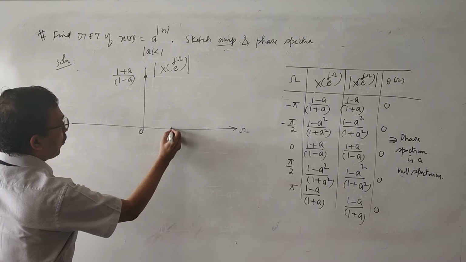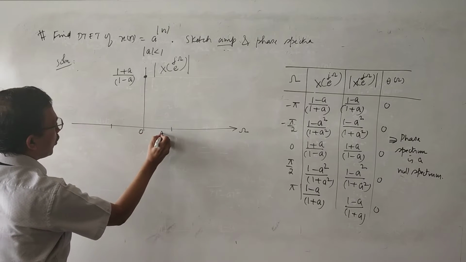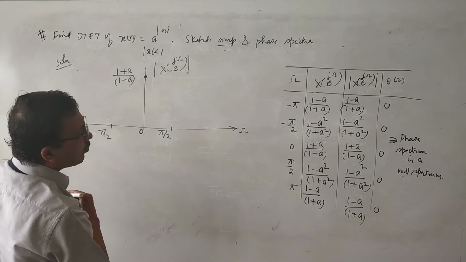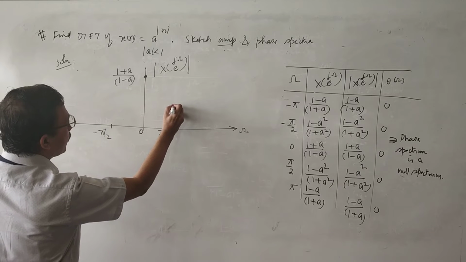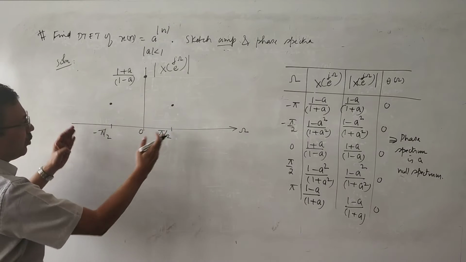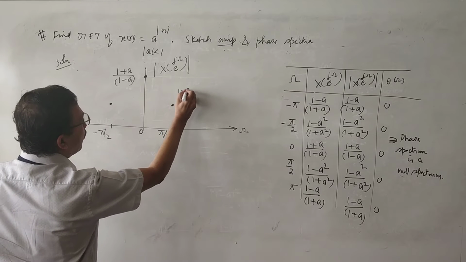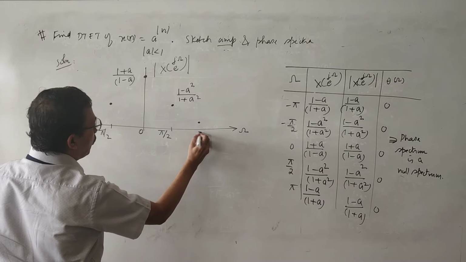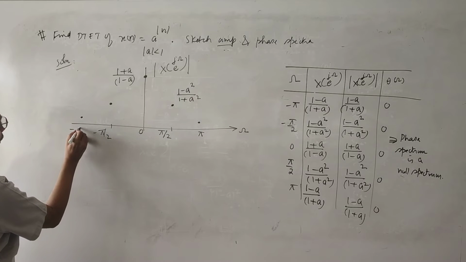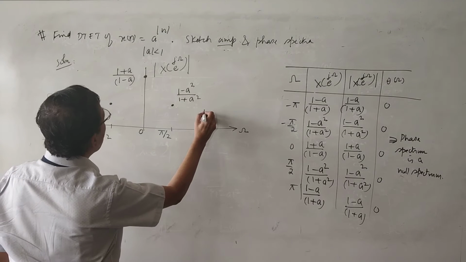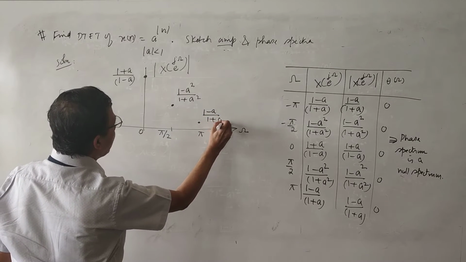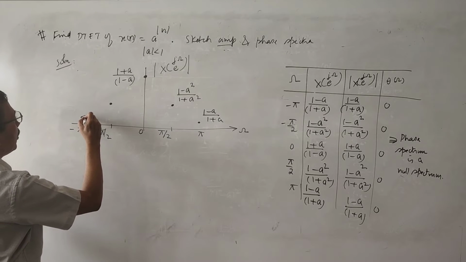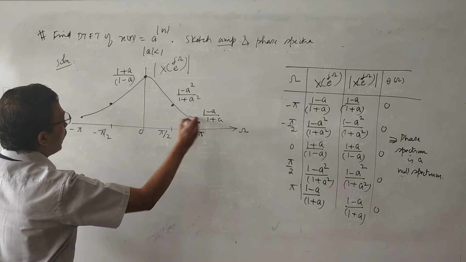When omega is plus minus pi by 2, what are the values? The two values are identical because of even symmetry: 1 minus a square divided by 1 plus a square. When omega is pi and minus pi, again the values are identical. What is that value? 1 minus a divided by 1 plus a. All these points you connect by a smooth curve that gives you the amplitude spectrum.